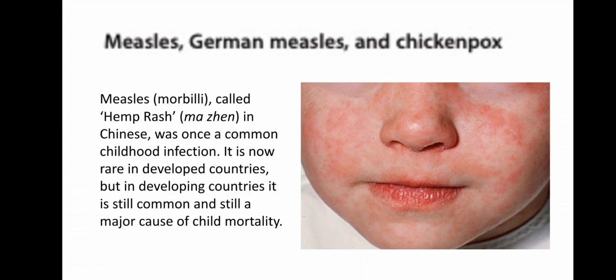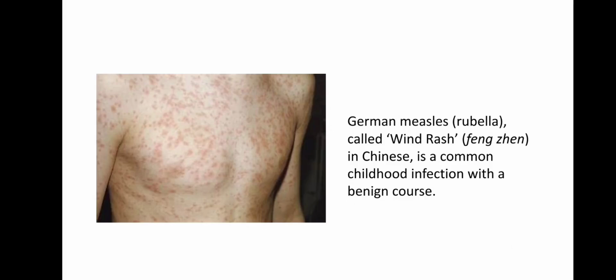Measles, called hemp rash in Chinese, was once a common childhood infection. It is now rare in developed countries, but in developing countries it is still common and still a major cause of child mortality. German measles, called wind rash in Chinese, is a common childhood infection with a benign course.